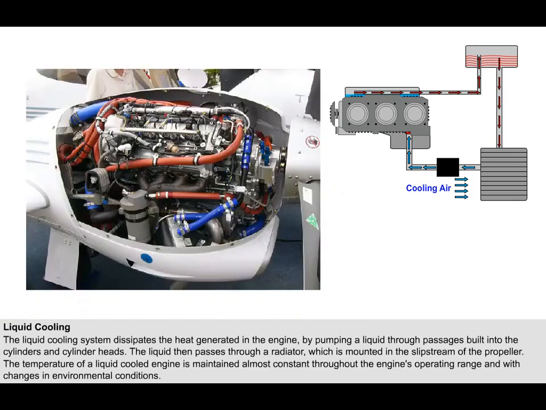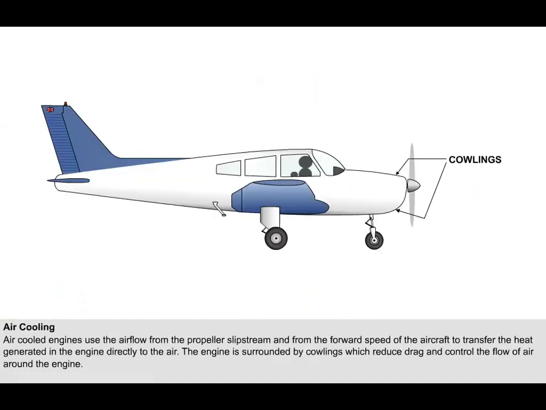Modern aero-diesel engines tend to be liquid-cooled or utilize a combined liquid-air cooling system. Air-cooled engines use the airflow from the propeller slipstream and from the forward speed of the aircraft to transfer the heat generated in the engine directly to the air. The engine is surrounded by cowlings, which reduce drag and control the flow of air around the engine.